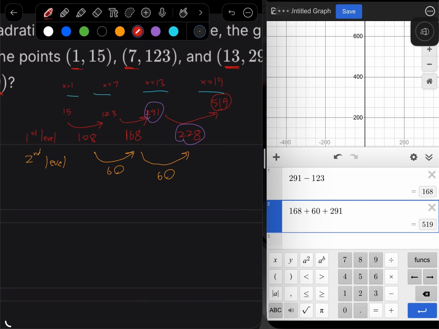There we go. The key thing to realize again is you have a first level difference, which are these numbers, and then you have a second level difference, which is the difference between your differences. And your second level difference for quadratics is always the same. And if it's a cubic expression, a good thing to know is that your third level difference is always the same. So again, I think this is a really useful trick for this specific problem.